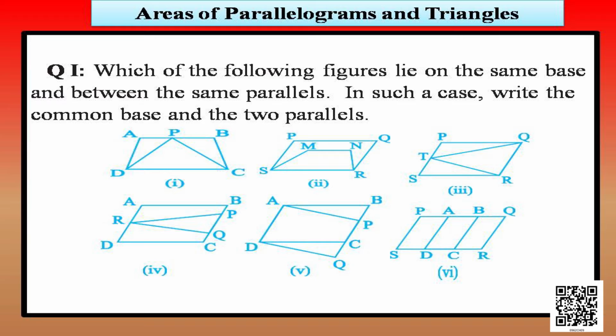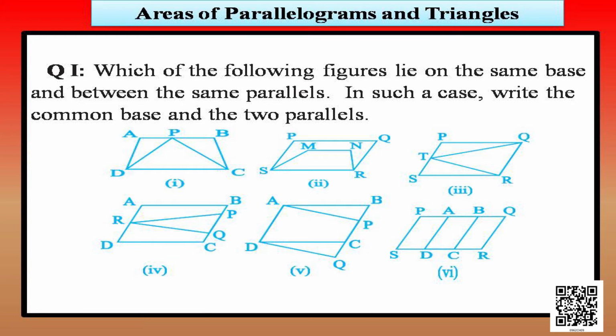QR is the common base for parallelogram PQRS and triangle TQR. The vertices of parallelogram PQRS opposite to the base QR are P and S, and the vertex of triangle TQR opposite to base QR is T. The vertices P, T and S lie on the same line. That's why PS is parallel to QR, as we have discussed earlier. That means figure 3 satisfies the desired requirement of the question.